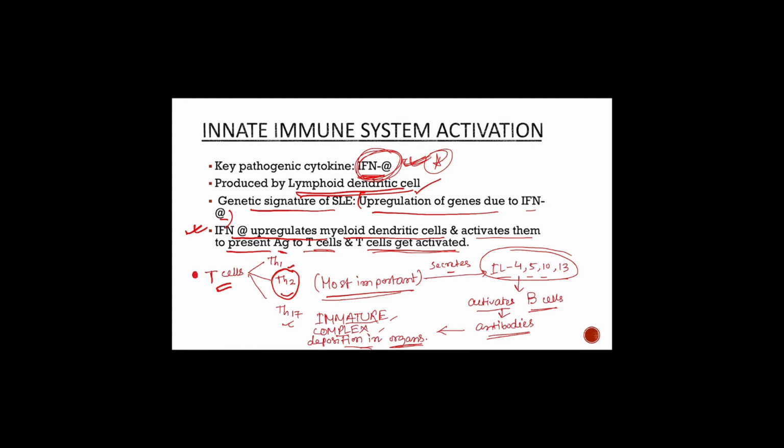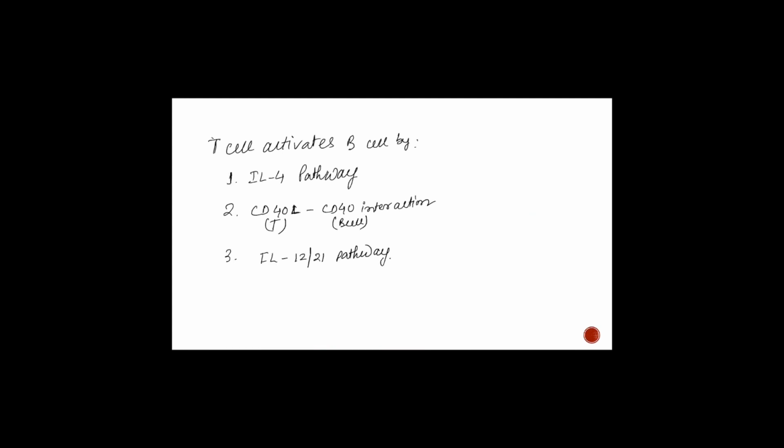Now go to the next slide, and that is how B cell is activated by T cell. T cell activates B cell. Just remember this in medicine. You will get time to learn it in a descriptive way in pathology. Okay, I have just sorted out the 3 points. Interleukin 4 pathway. Number 2, CD40 ligand and CD40 interaction. Remember, CD40 ligand is present in T cell and CD40 is present in B cell. This can come as a question. I have just said it here as the fact.